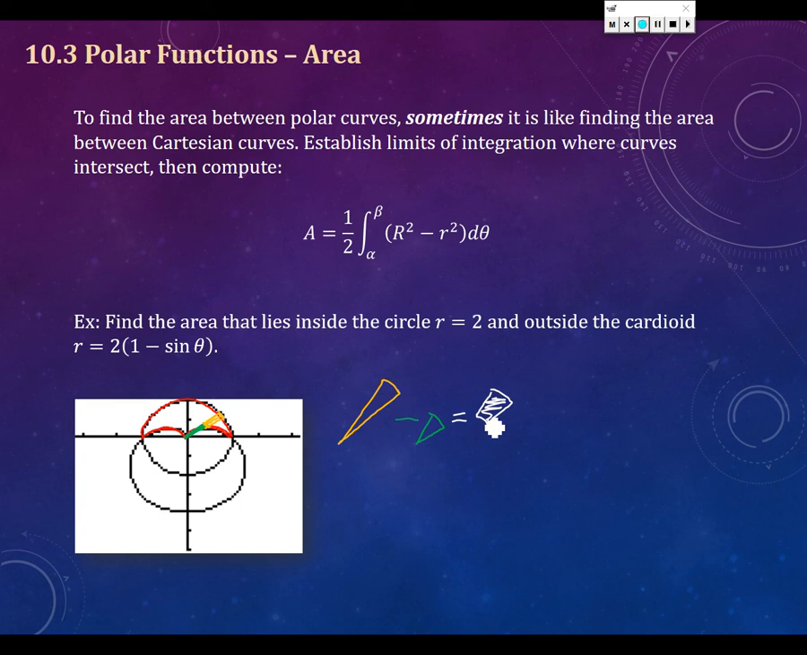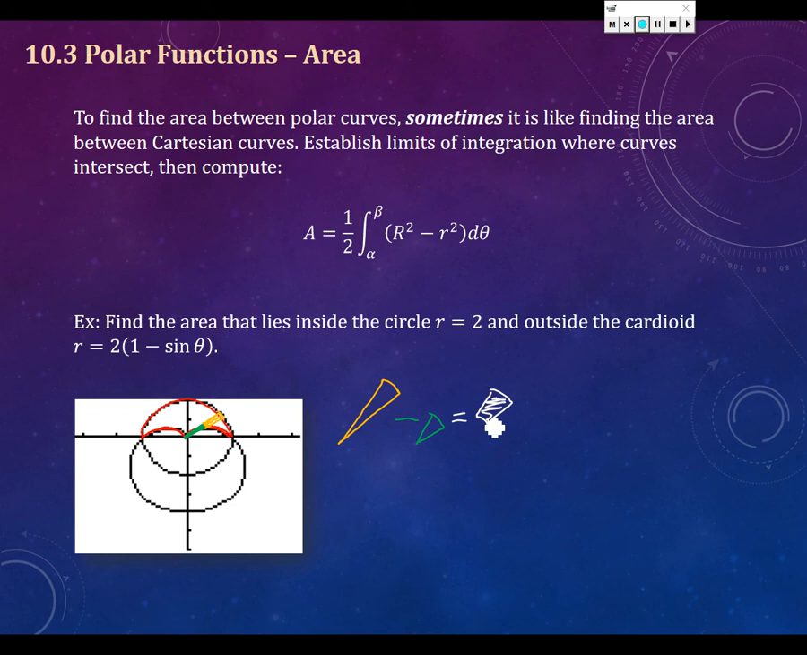Now that's not just one, that's just a representative piece. You could do the same picture for all of them along the way, right? And by all along the way I mean from what to what? Yeah, 0 to pi. And maybe you know that from the picture, but if you don't, how could you find it? So you didn't have the picture. What would you do? Yeah, set them equal to each other and solve, and you'll get 0 to pi.